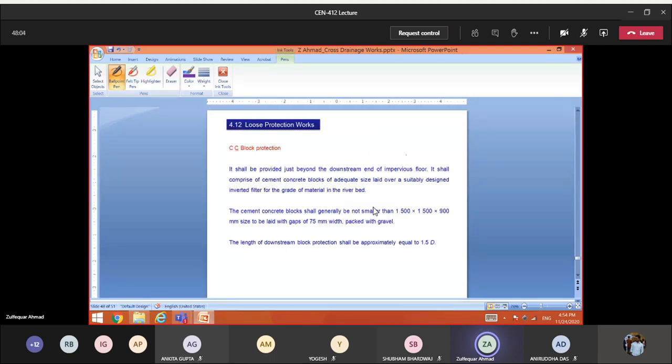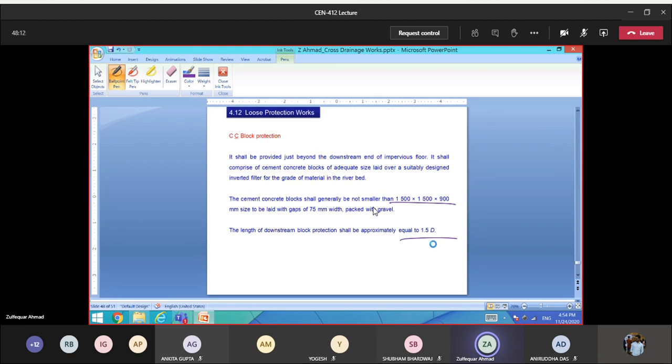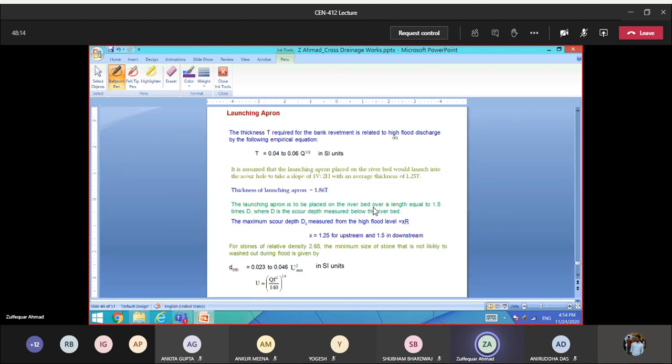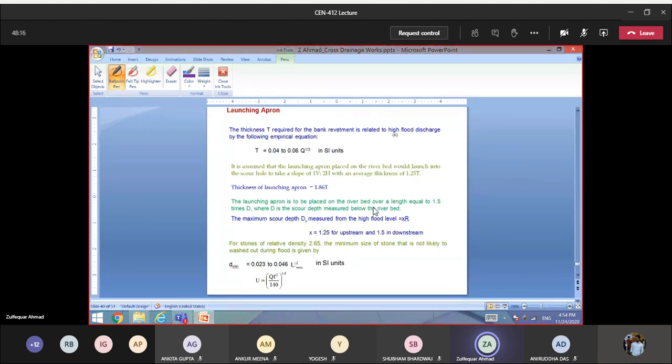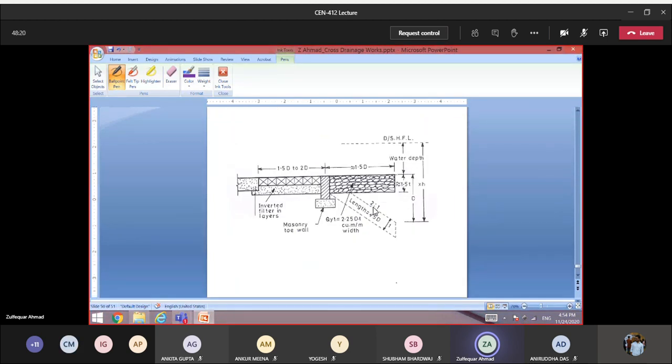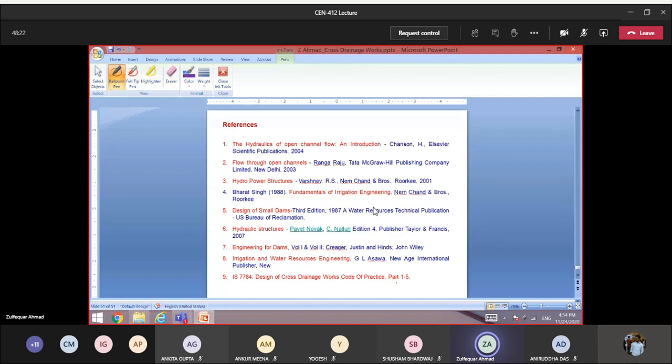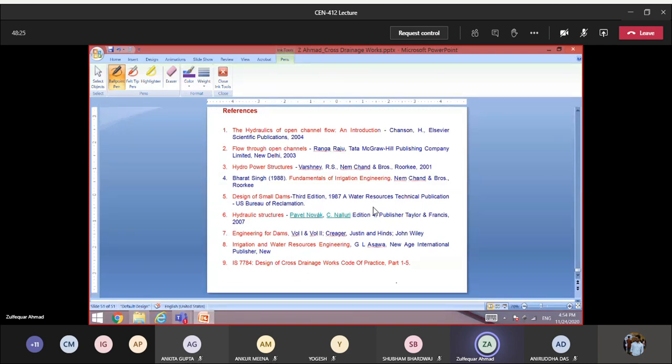Loose protection remains the same as we have discussed in the barrage, that is, CC blocks and a launching apron are provided. Okay, the launching apron design we have already discussed, so I am not going to repeat here what the design of the launching apron is. So this is all about the cross drainage works, okay, the design of the cross drainage works.